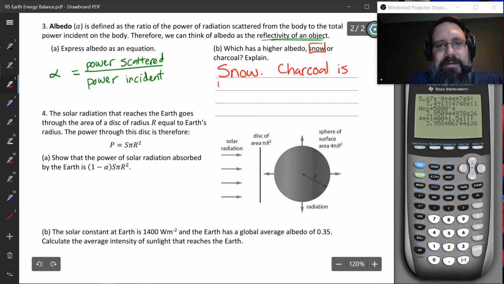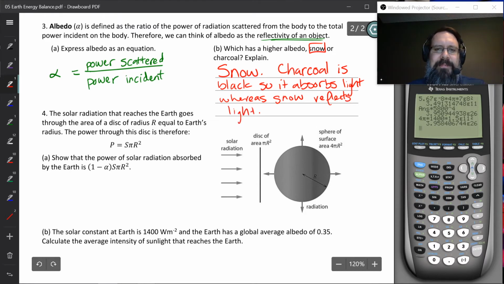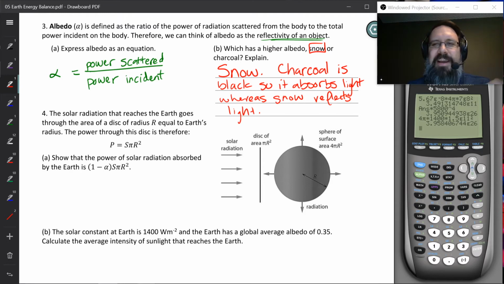So we can say that charcoal is black, so it absorbs light, whereas snow reflects light. So that's why snow has a higher albedo. I wish I knew the numbers off the top of my head. I don't. I should have prepared that, but charcoal's albedo could be really low, like 0.05, whereas snow could be like 0.8.